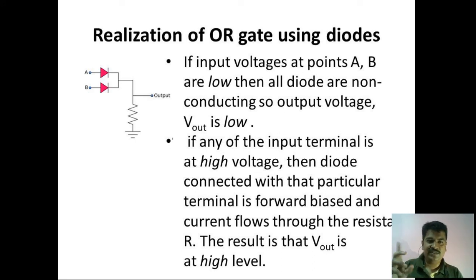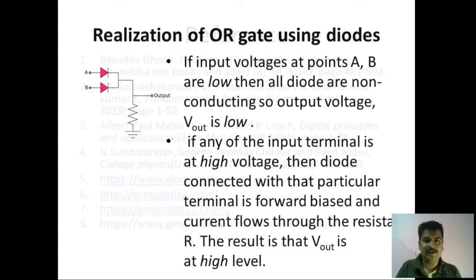Look at the last combination, 1 1. A is also 1, B is also 1. In the last combination, both the diodes will conduct. A will conduct, B will also conduct. Both the diodes are under forward bias, so they will conduct. So it is enough that you will get a high output. So in all three cases except the first case, that is 0 0, you will get a high output voltage. So in the OR gate, you will get a high output only if any or all the inputs are high. That is the definition of OR gate.